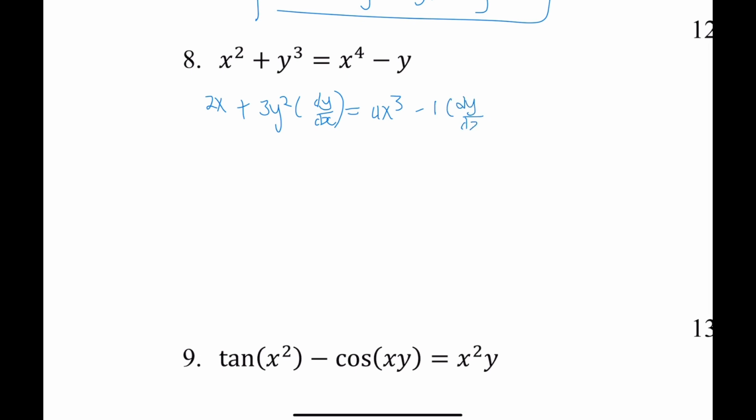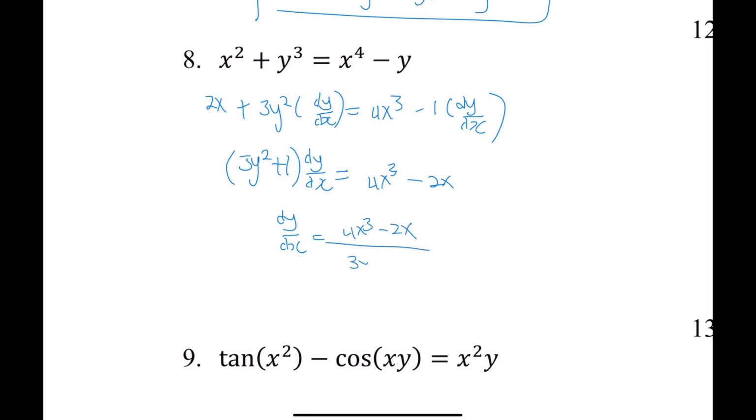And then number 8, 2x, right, plus 3y squared dy/dx equals 4x to the third minus 1 dy/dx. 3y squared plus 1 dy/dx equals 4x to the third minus 2x. dy over dx equals 4x to the third minus 2x all over 3y squared plus 1.